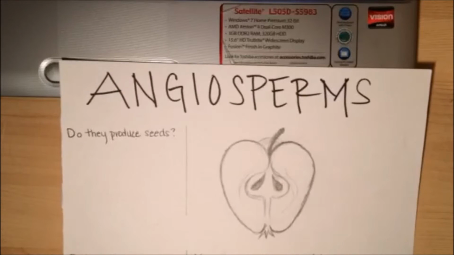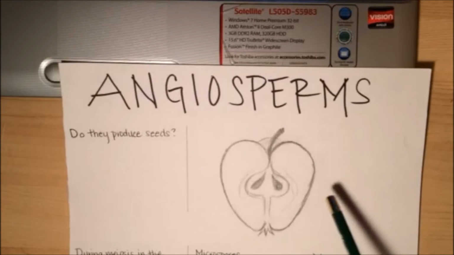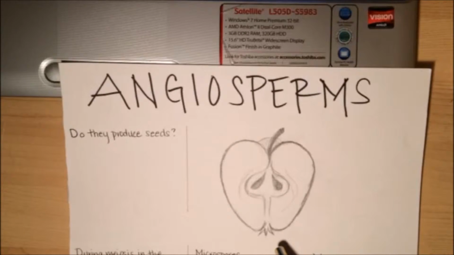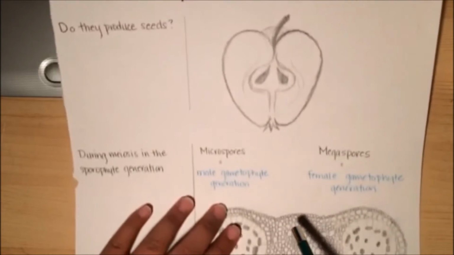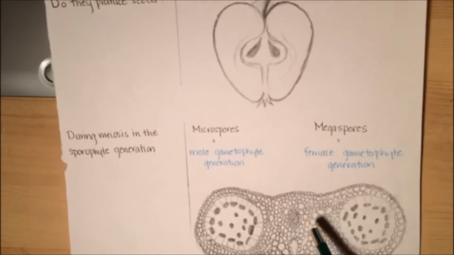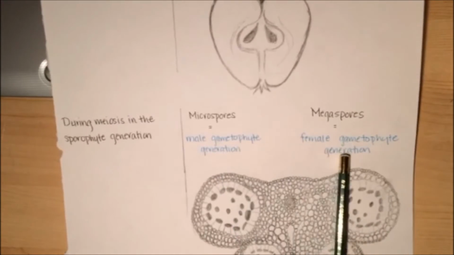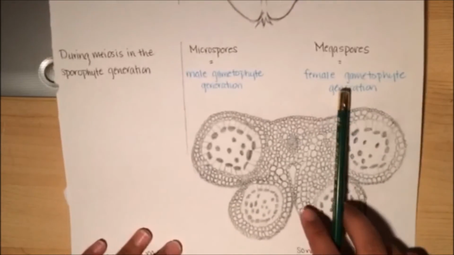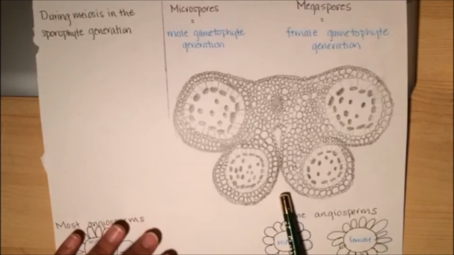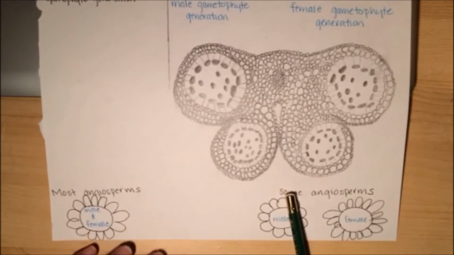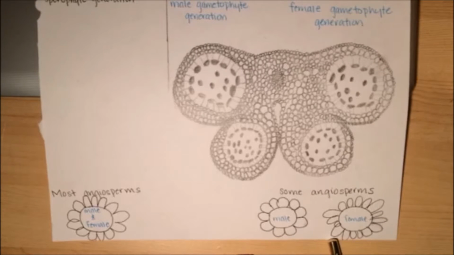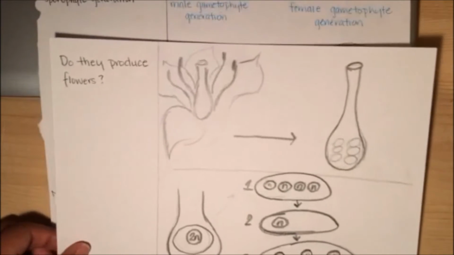Angiosperms. Do they produce seeds? Yes, they are enclosed inside an ovary, or usually a fruit. During meiosis in the sporophyte generation, two kinds of spores are created, microspores and megaspores. Both are created in a microsporangium. Most angiosperms contain both male and female spores, but some only contain one of the two. Do they produce flowers? Yes.